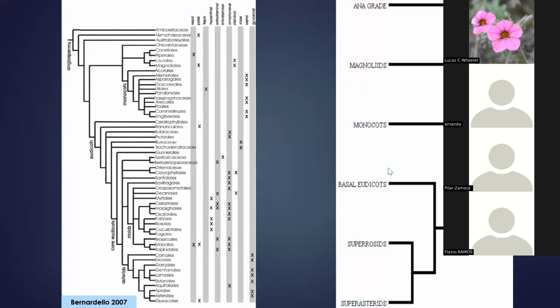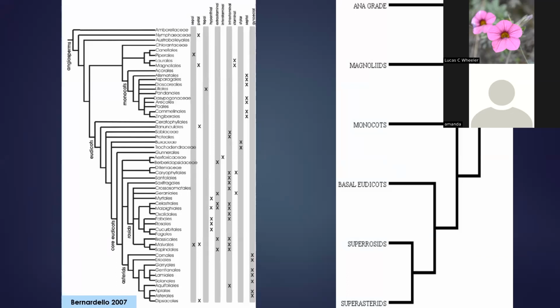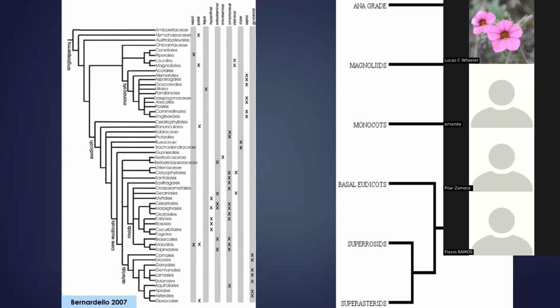So when I started my work in my PhD, I had this latest information from Bernardello et al., 2007. What he did, he mapped different positions of nectary onto the APG tree, a phylogenetic tree at the order level. And he mapped the position of different kinds of nectaries present across these orders. So what he inferred from this phylogenetic tree, he said that in the basalmost clades, the nectary is restricted to the outer walls of the flower.